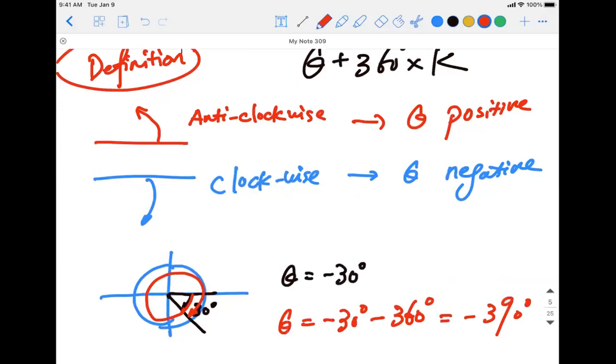Any questions? All good? Can I have some feedback? All good? So far, so good? We talked about some of the definitions, what trigonometry is, how we're going to define this, and so on and so forth. All right.